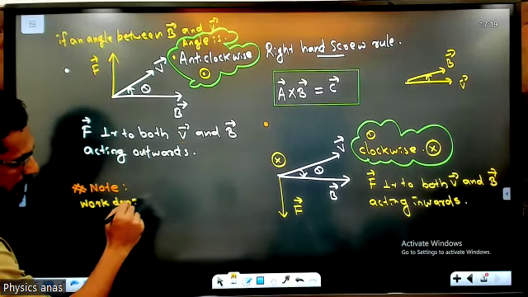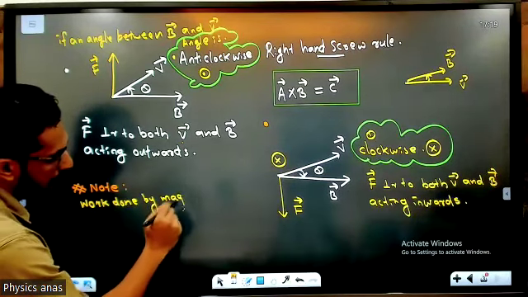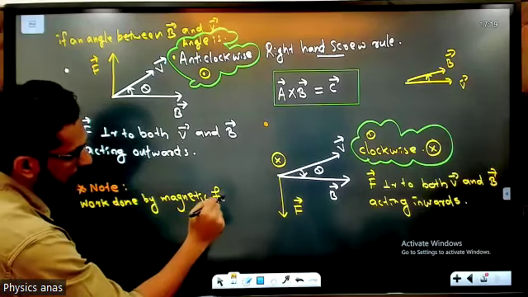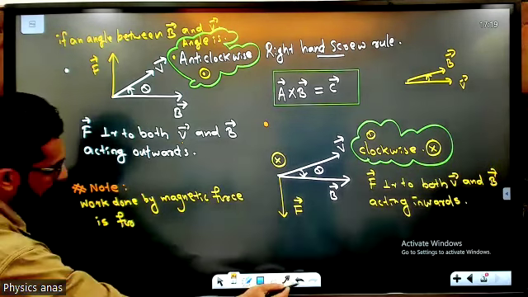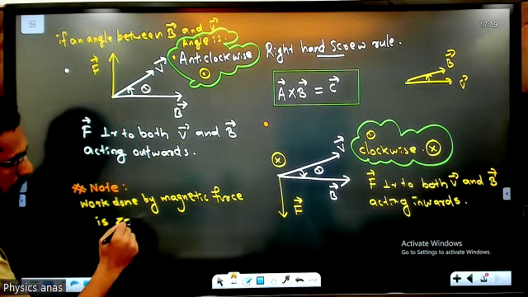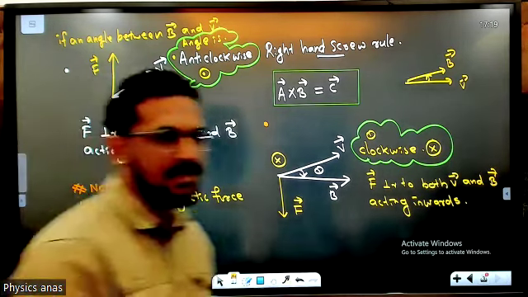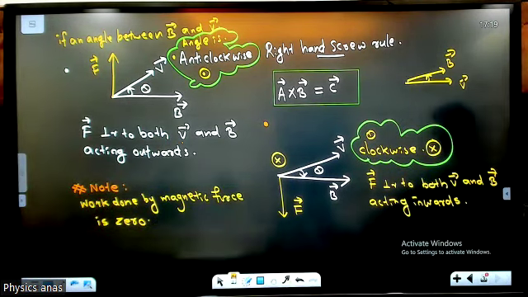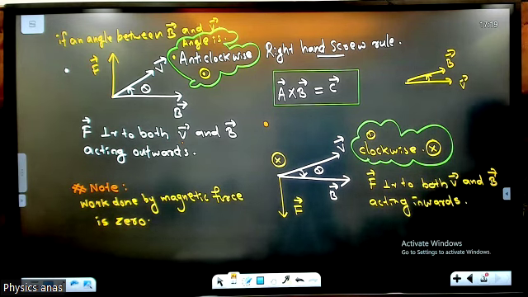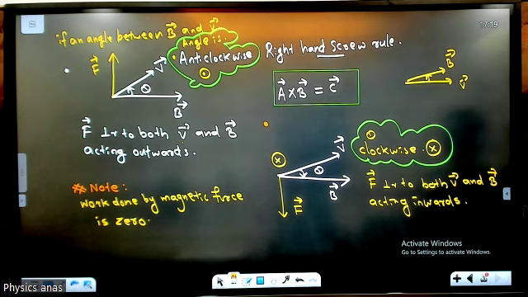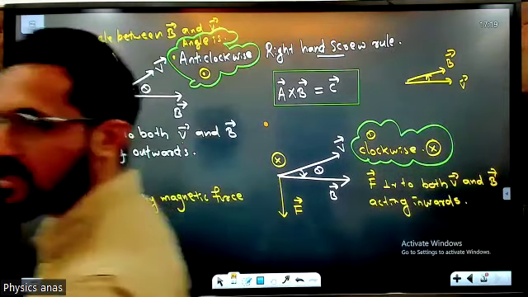Work done by magnetic force is 0. Why is it 0? Force is perpendicular to the direction of motion. That is the reason.